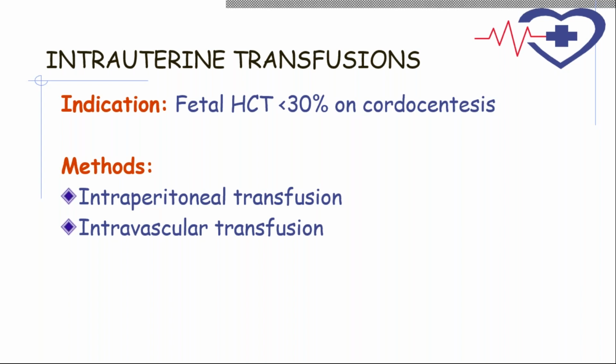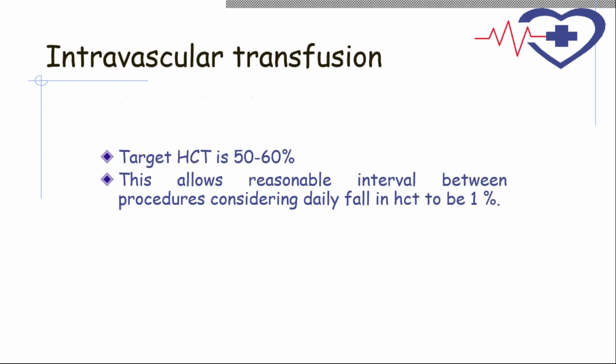There are two methods, intraperitoneal and intravascular. Intraperitoneal is obsolete and intravascular is done nowadays. And the target hemoglobin, hematocrit, which we want to have in the fetus is 50 to 60%.